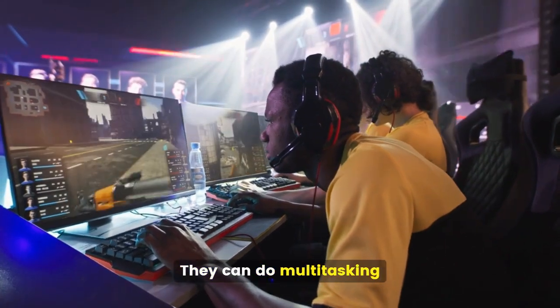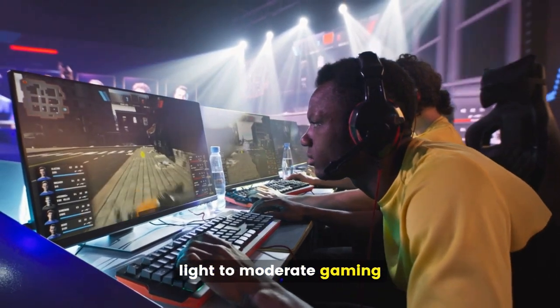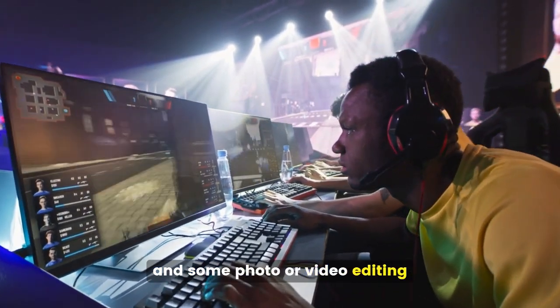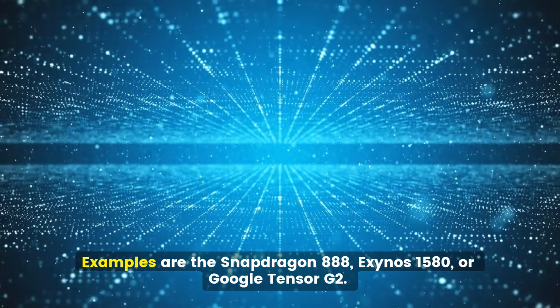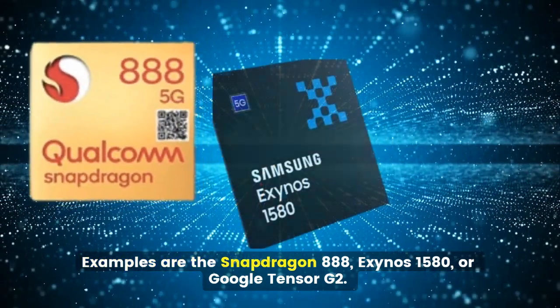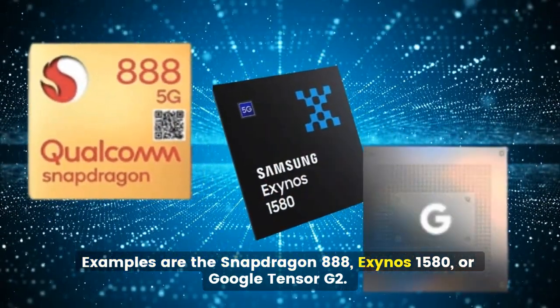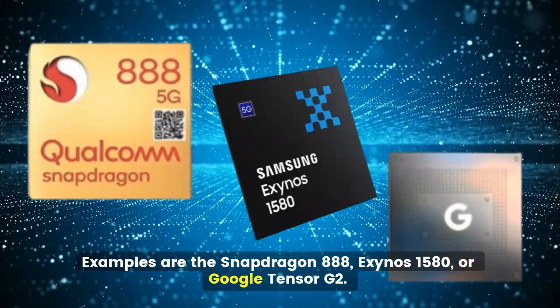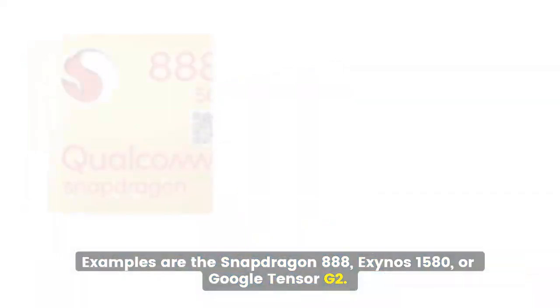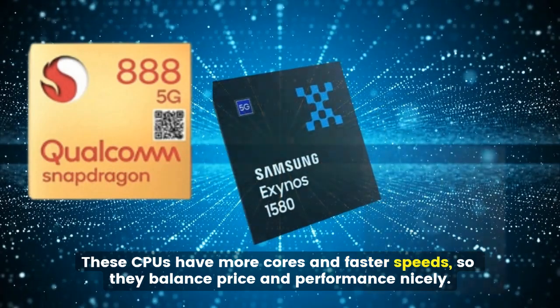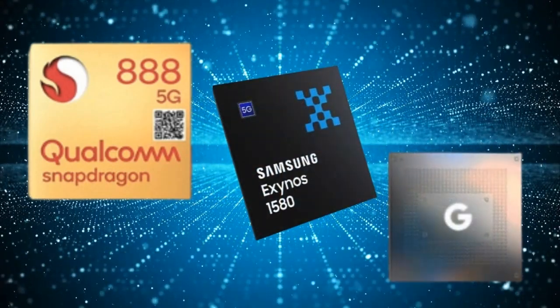Mid-range CPUs are like family sedans that are more powerful and versatile. They can do multitasking, light to moderate gaming, and some photo or video editing. Examples are the Snapdragon 888, Exynos 1580, or Google Tensor G2. These CPUs have more cores and faster speeds, so they balance price and performance nicely.